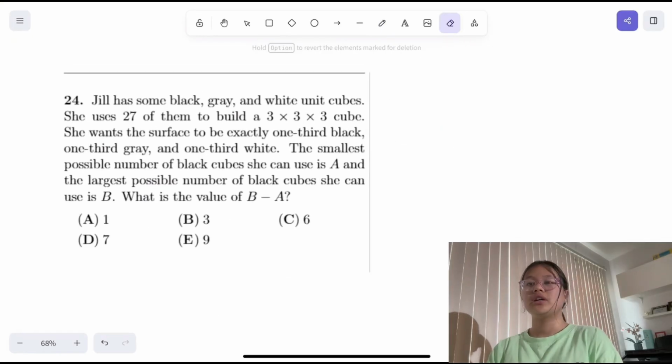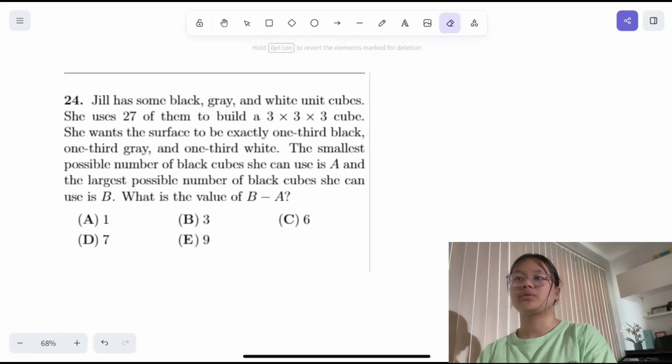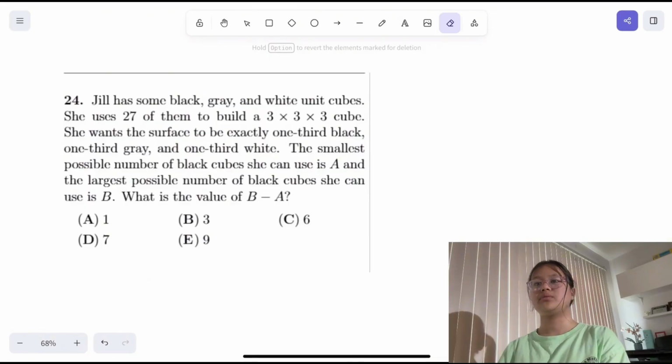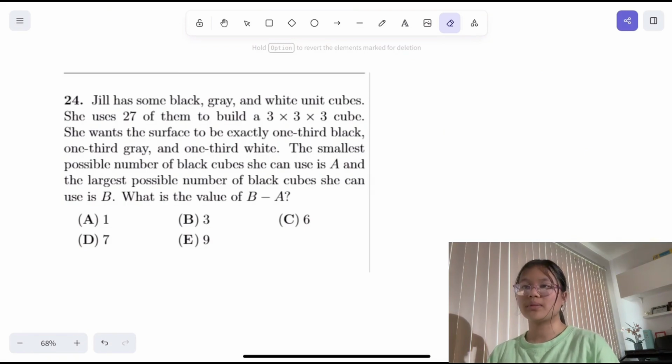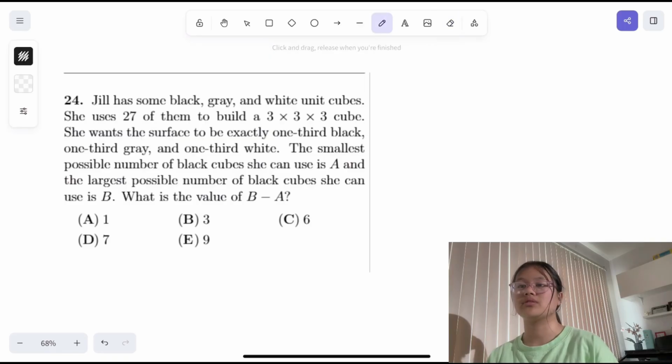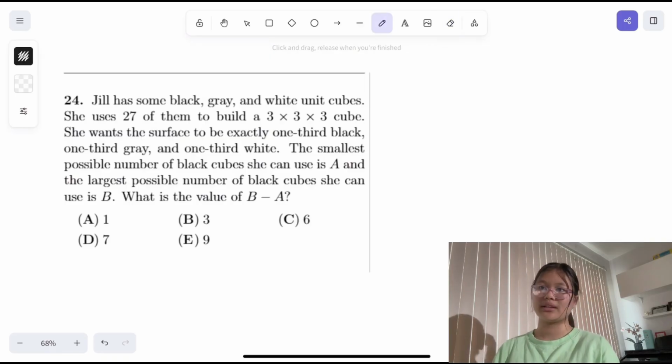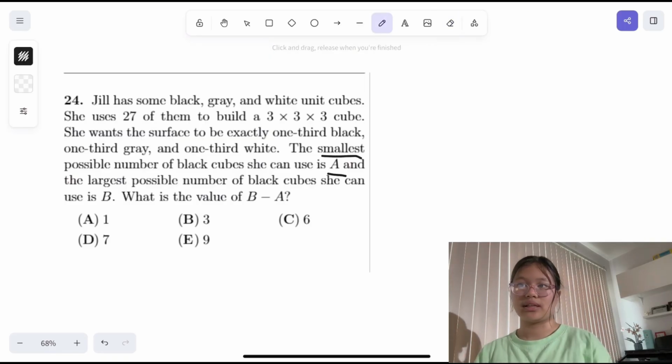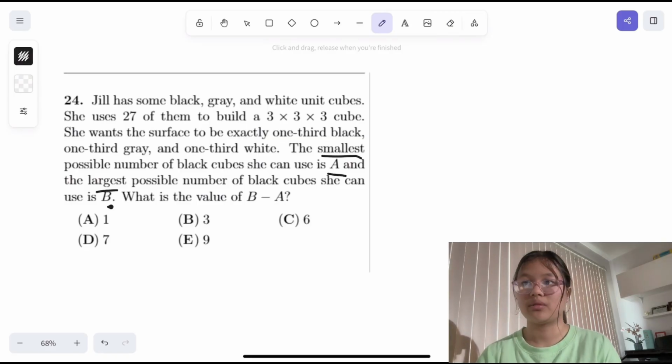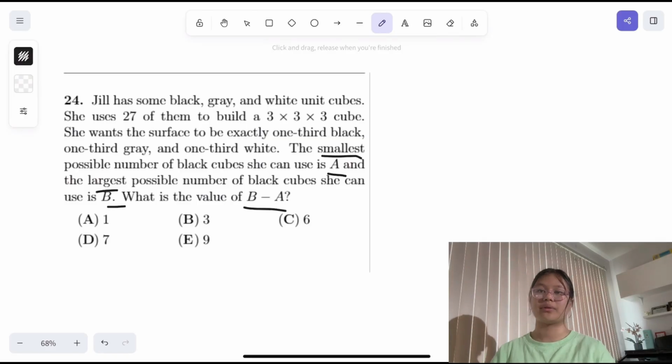Question 24. Jo has some black, gray, and white unit cubes. She uses 27 of them to build a 3x3x3 cube. She wants the surface to be exactly 1/3 black, 1/3 gray, and 1/3 white. The smallest possible number of black cubes she can use is A, and then the largest possible number of black cubes she can use is B. What is the value of B minus A? So smallest is A, largest is B, and we want to find the value of B minus A.